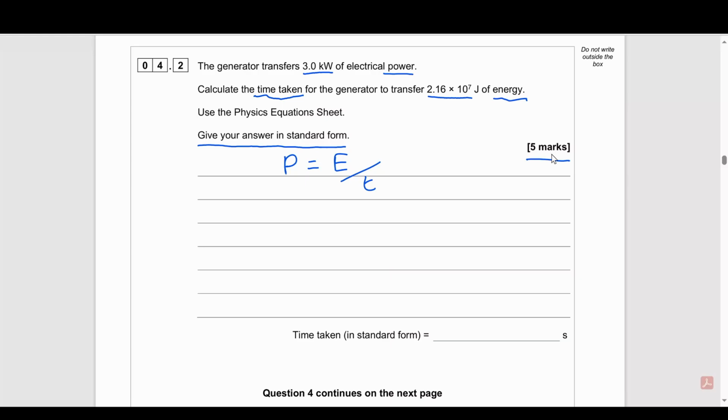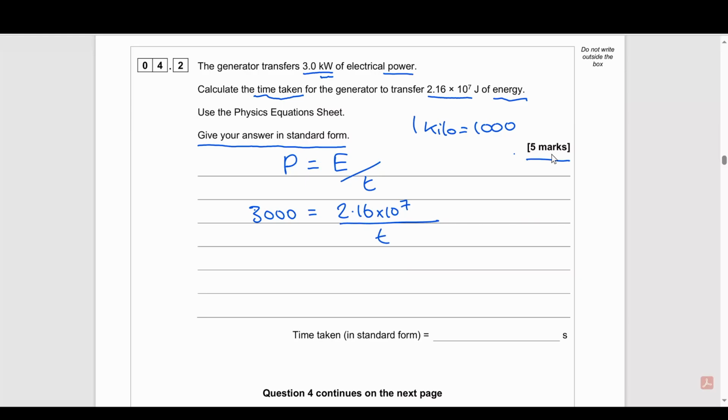So another question with the prefix. So the prefix is kilo. Kilo is 1,000. So 1 kilowatt will be equal to 1,000 watts. So what we can do is convert that 3 kilowatts to watts. So that would be 3,000 watts. And then we can put in our value for energy, 2.16 times 10 to the power 7. And then that will be divided by the time.